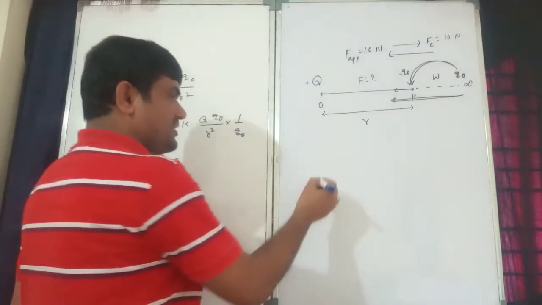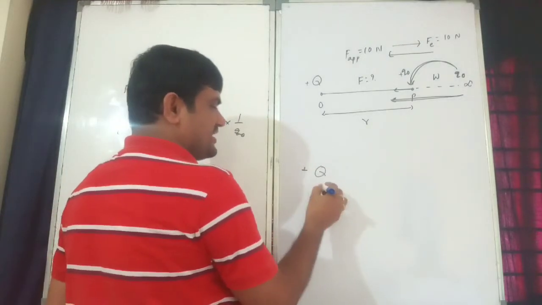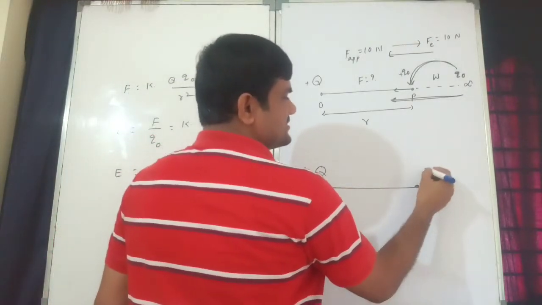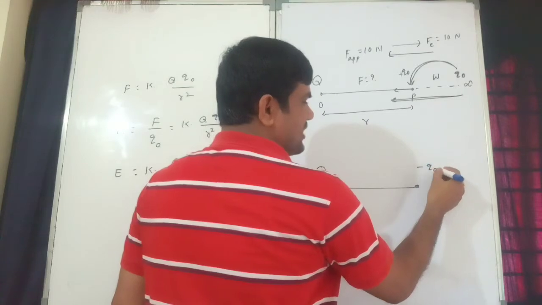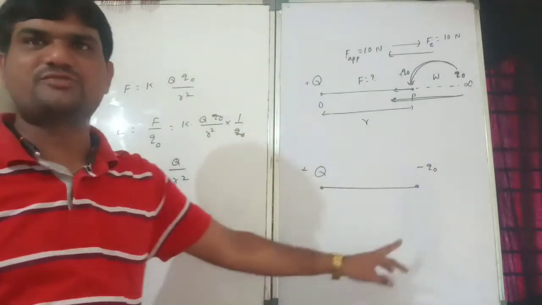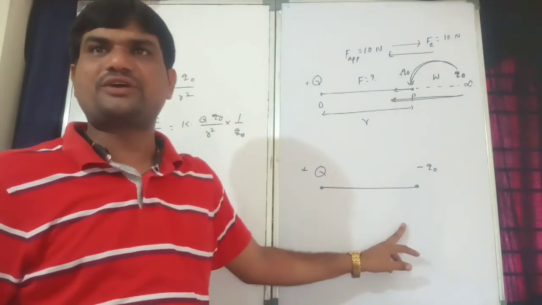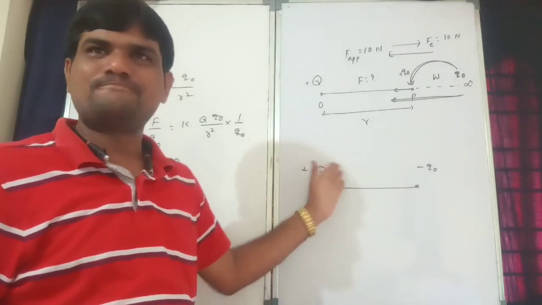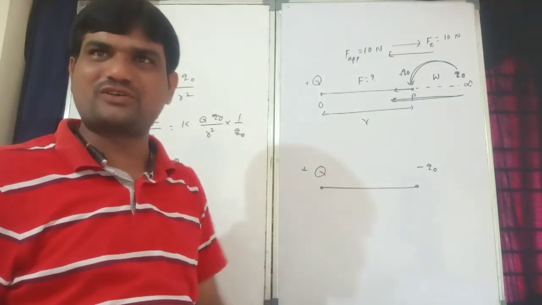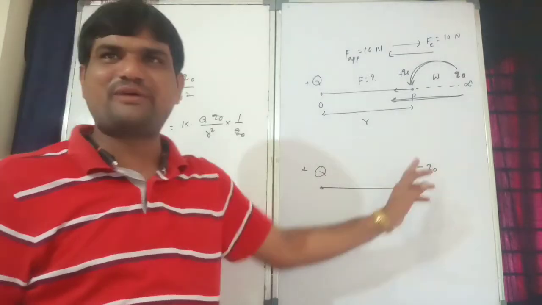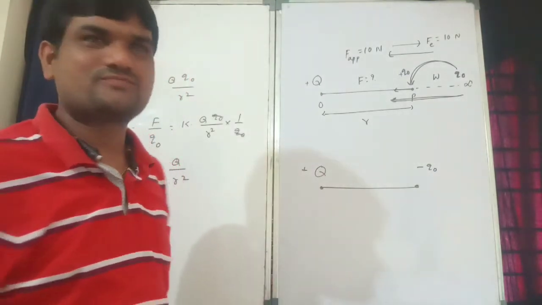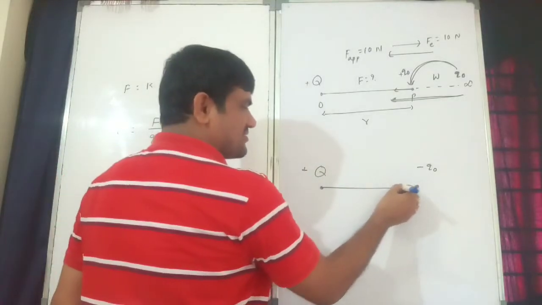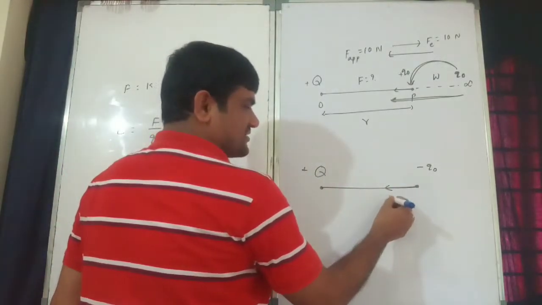For example, here there will be plus Q. I want to bring a minus Q naught, a test charge. Is any external force required for bringing it to this side? This is plus, this is minus. Not required. That means the electric force is acting in which direction? In this direction.